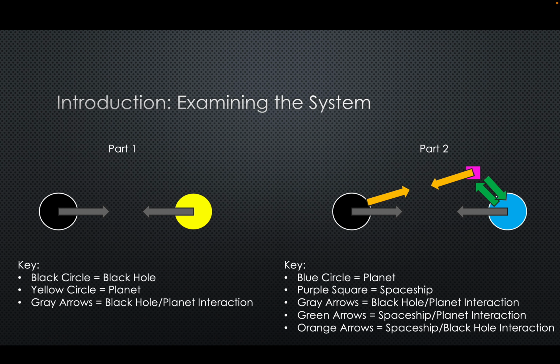So we look at the system in part 1, it's just the planet and black hole interacting, exerting equal and opposite forces on one another. And then in part 2, the planet and black hole, as well as the ship, are all in one system, each exerting a force of gravity on the other that is equal to what the other exerts on it.